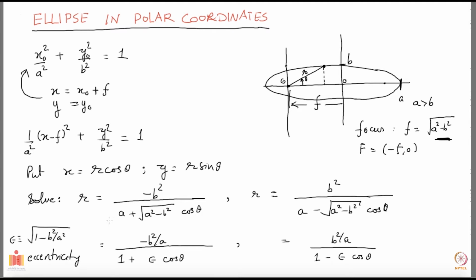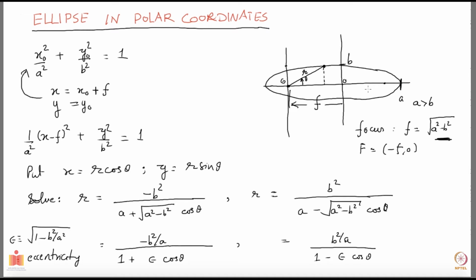Okay, let's look at this. If b is equal to a, then epsilon is equal to 0, and eccentricity would be 0. Your ellipse will transform into a circle. So it is not at all eccentric. It looks the same in all directions. That's what you get.